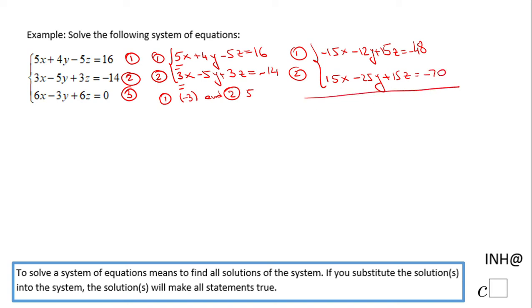And now we're going to add these two equations, because if we add them, we get rid of this x. So that was the goal on this first part. And negative 12 plus negative 25, that means negative 37y, positive 15z plus positive 15z, that is positive 30z, and we have negative 48 plus negative 70, that will be negative 118. I'm going to call this equation number 4. I'm going to need this later.